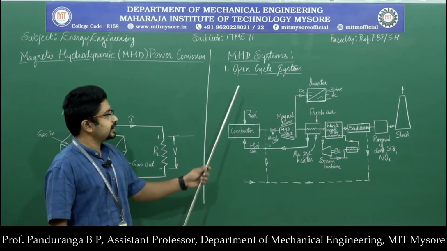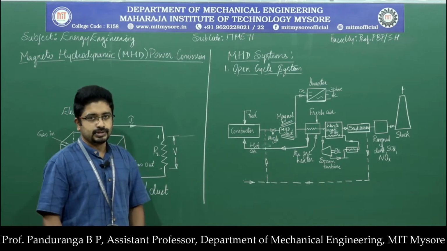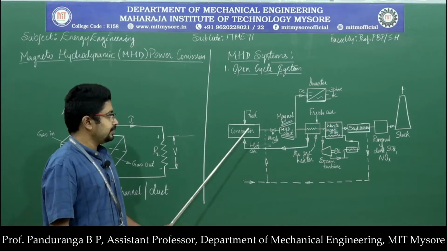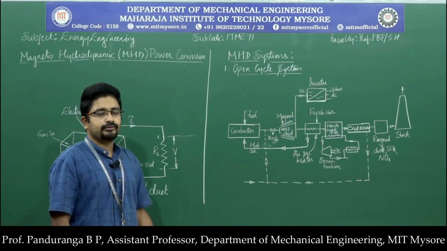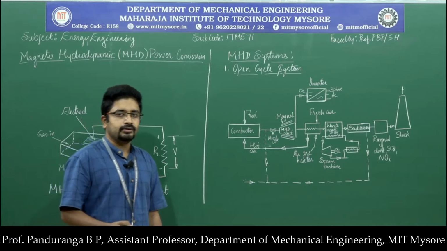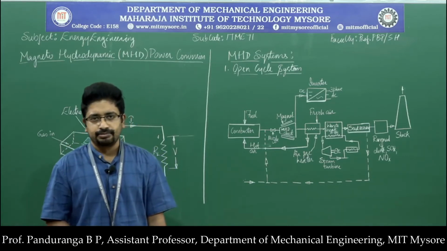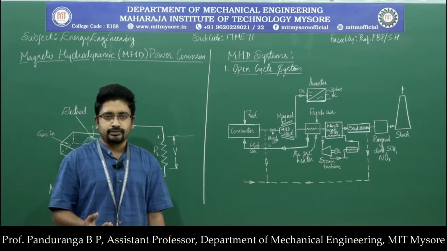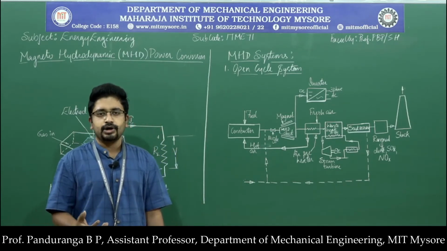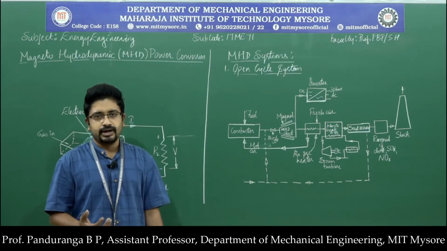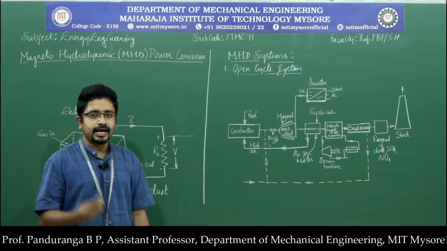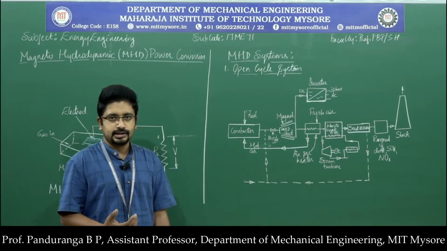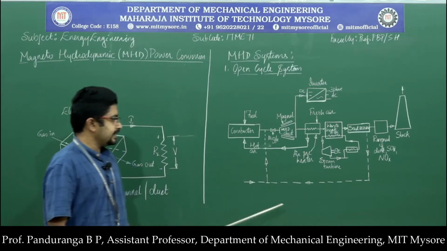Here we will start with the open cycle system. In the open cycle system we have several components. We have the combustor. To ionize the gas or liquid, either we need to reach a very high temperature where the bonds between the molecules of the gas or liquid break and it forms free ions. Otherwise we can add some material or particles which are already ionized. That process we call the seeding process.